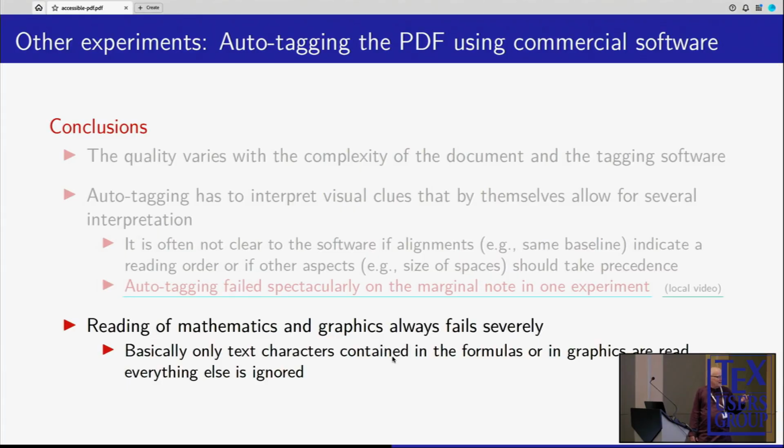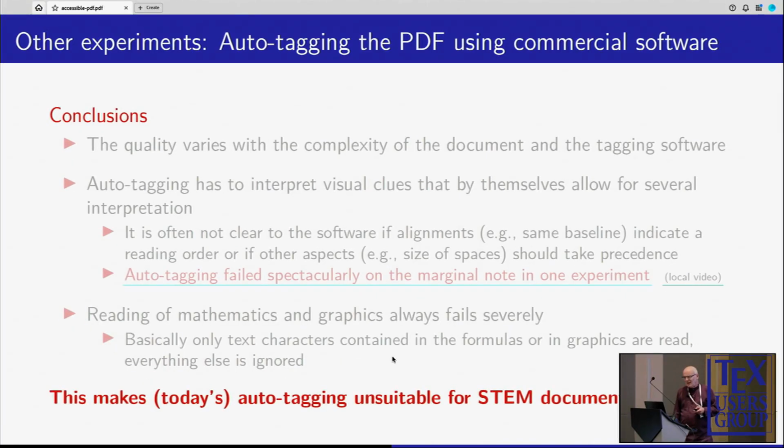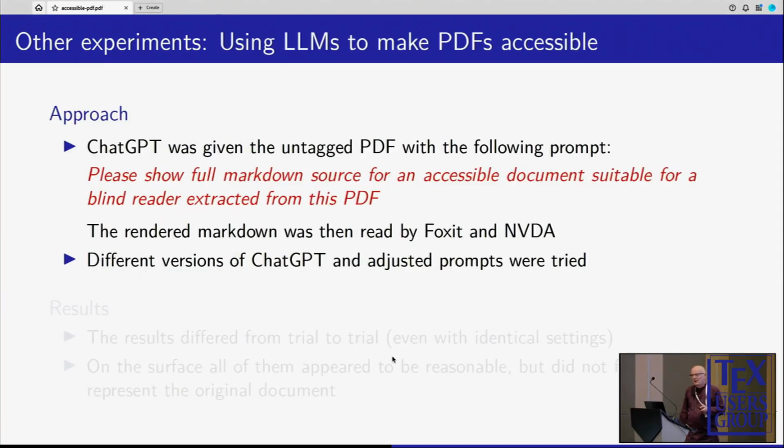Anyway, that's not the way to get better. Auto-tagging for STEM documents is not possible. I mean, it gives you the check mark, so your university or whoever is requesting that you make accessible PDFs will give you that, but the content is not presented in any way that it can be used by somebody who needs it. So we made a couple more experiments.